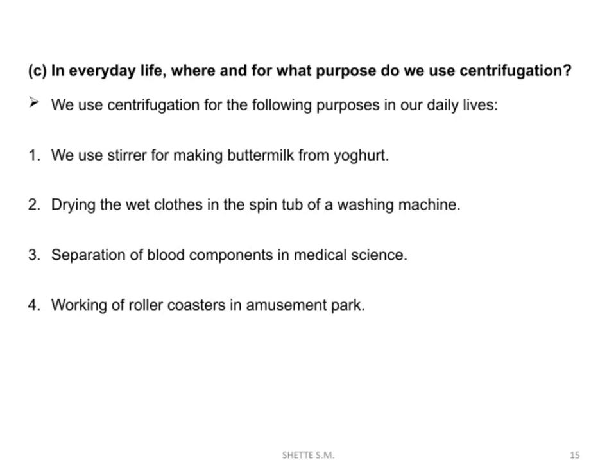In our daily life, centrifugation plays a surprisingly important role in many of the activities we do. For example, when we make buttermilk from yogurt, we often use a stirrer, which relies on the same basic principle of separation by spinning at high speed. This helps us extract the liquid part and achieve that smooth, creamy texture we enjoy. Another common use is in washing machines, where the spin tub rapidly rotates to dry wet clothes. The centrifugal force pushes the water out of the fabric, making drying much quicker and more efficient.